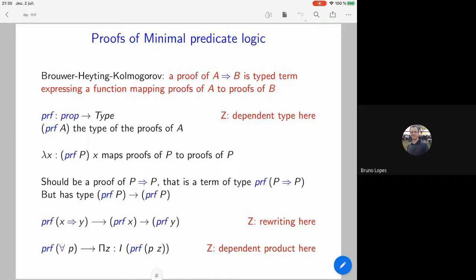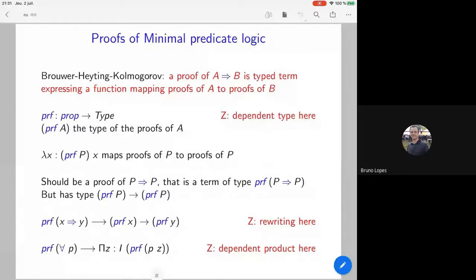So what we have to do is to define a type for the proofs of some proposition A. So if we want proof of A to be the type of the proofs of A, then we have to declare this symbol proof, PRF, and this symbol must take as an argument a proposition, and it must return a type, as this type will be the type of the proofs of A.